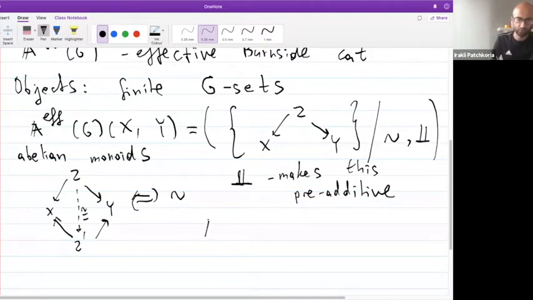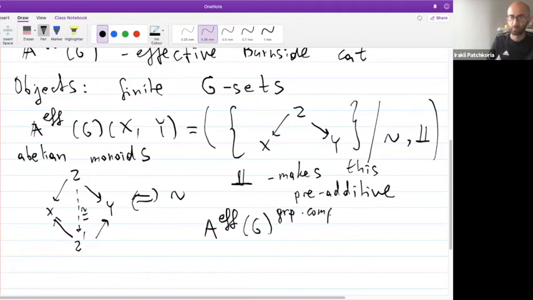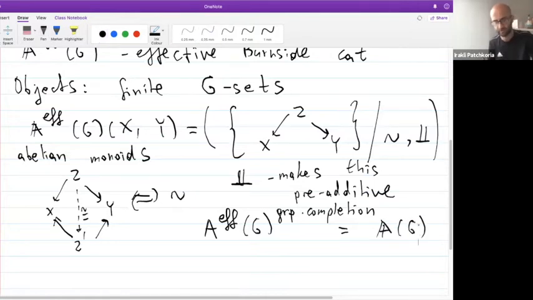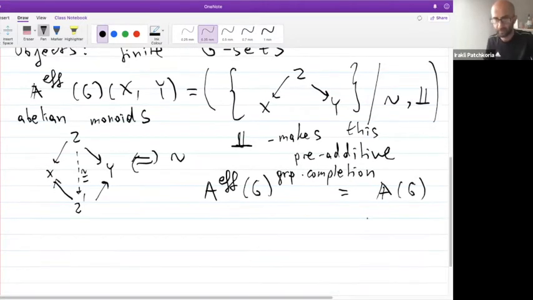So one thing you could do, which is unnecessary in this talk, in fact, one could also consider group completion of this category, group complete these morphisms, and then this is sometimes just denoted by A^G. And for the purposes of this talk, it doesn't really matter which category you're going to work with.